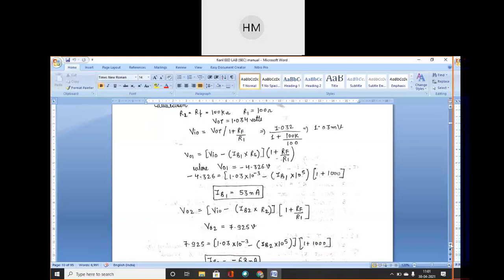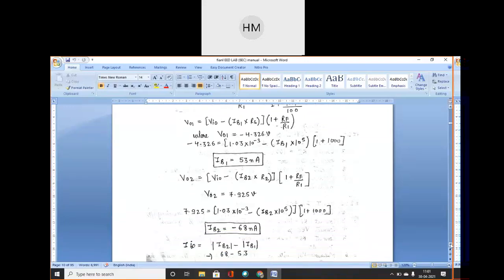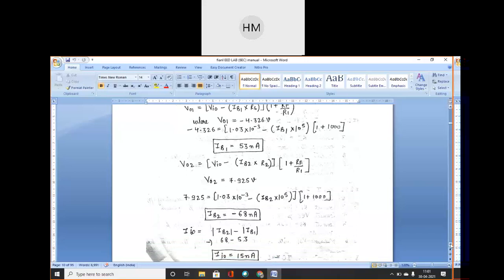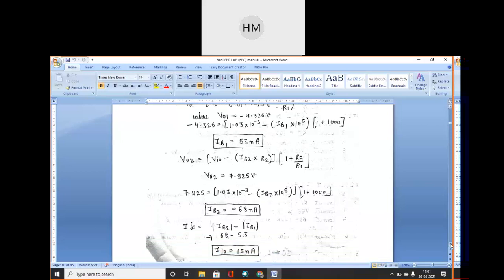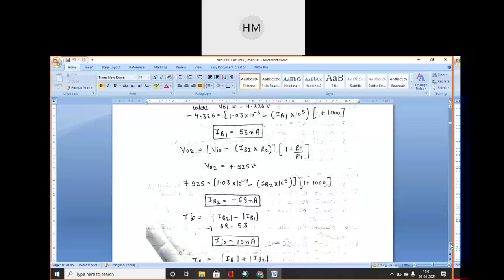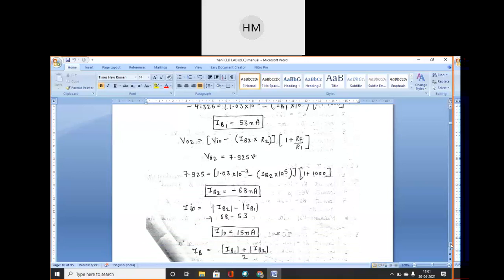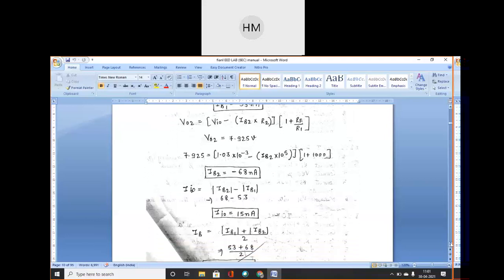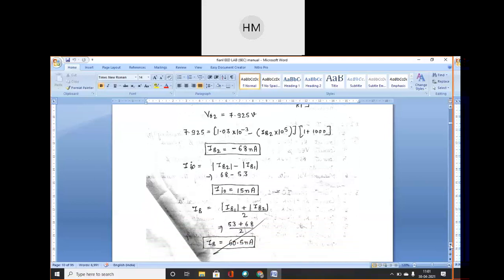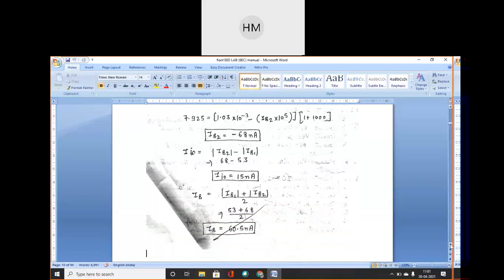IB1, IB2, I got these values. You can see IB2 is negative, minus 68 nanoamperes, because it's at the inverting terminal. Okay, so this IB2 is minus 68 nanoampere. Now I will find the input offset current and bias current, and these are the definitions: IB2 minus IB1. Its magnitude, it doesn't make any difference whether it's negative or positive. So you will get 15 nanoampere, and you can see the data sheet and compare both the values. Then IB is the average, which I'm getting as 60.5 nanoampere.